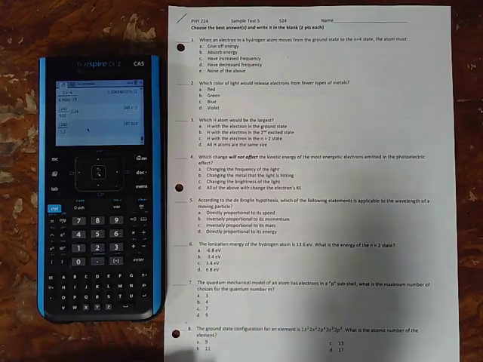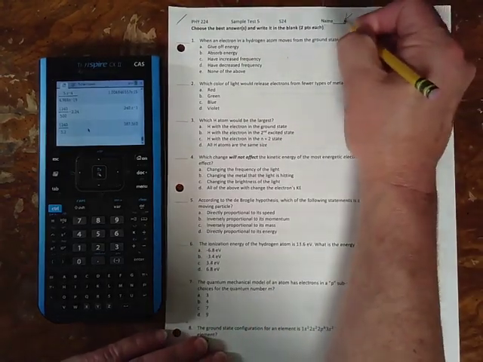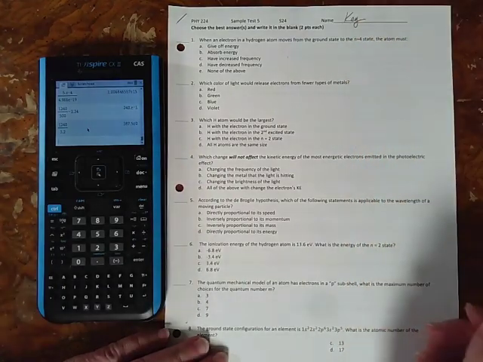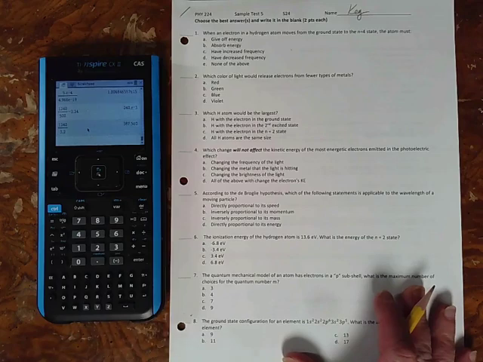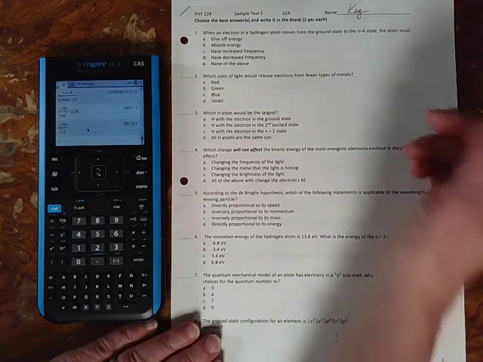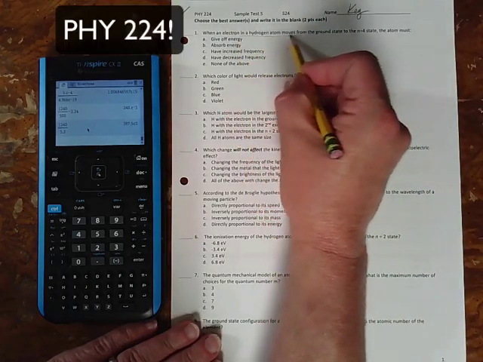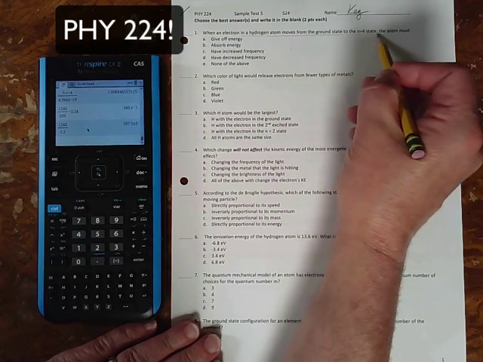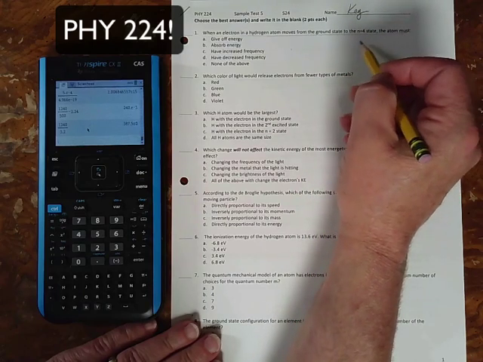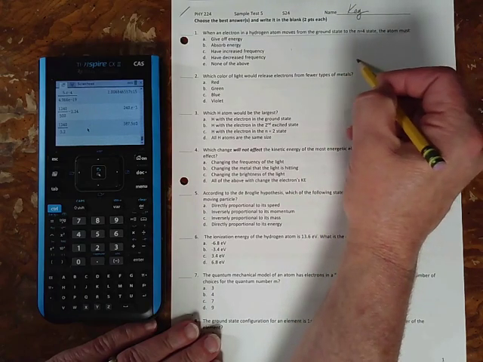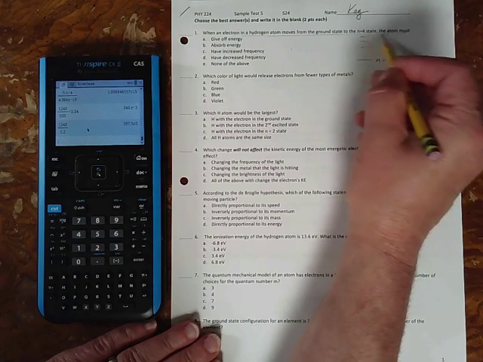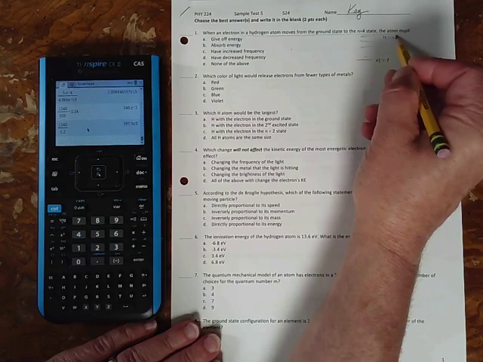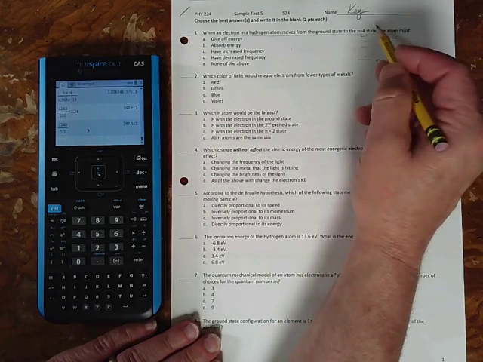All right, let's look at sample test 5 for physics 244. Hopefully we can see everything there. When an electron in a hydrogen atom moves from the ground state to the n equals 4 state, the atom must... So the ground state is the lowest, n equals 1 state, and we're going up to n equals 4. So it's going to take more energy to be out there.